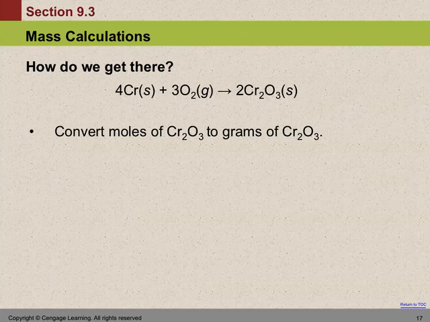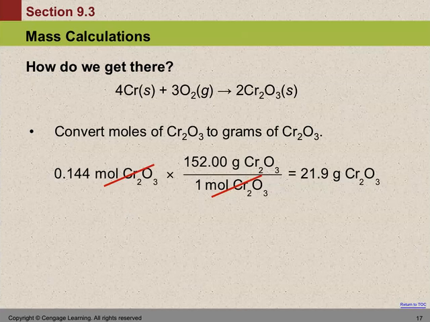Now we need to convert the moles of chromium(III) oxide back to grams. That's a simple matter of using the equation by rearranging. The number of moles is equal to the mass over the molar mass. So the mass is equal to the number of moles times the molar mass. We get 21.9 grams of chromium(III) oxide.